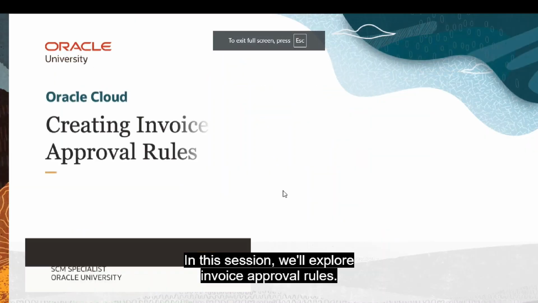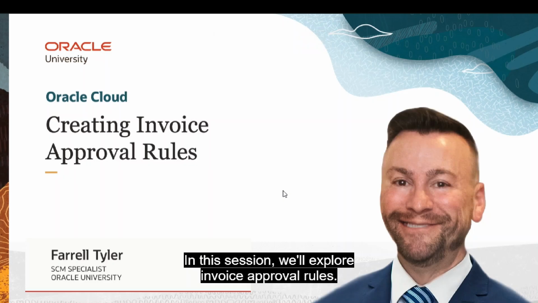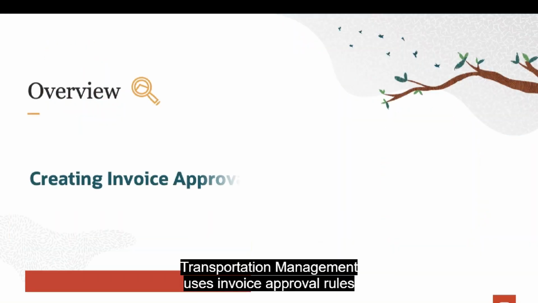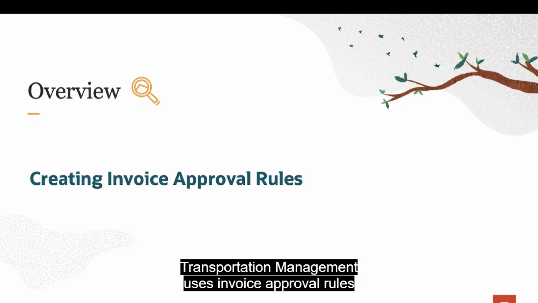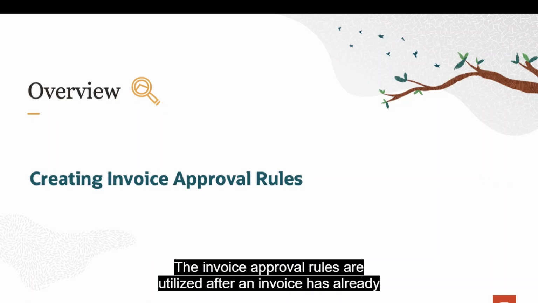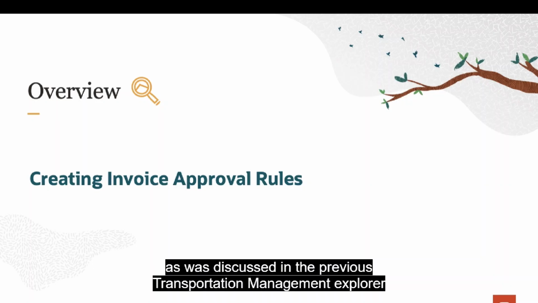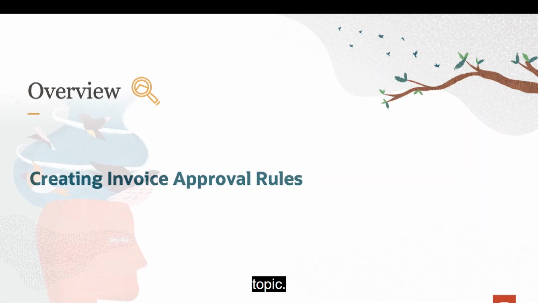In this session, we'll explore invoice approval rules. Transportation management uses invoice approval rules to determine which threshold definitions must be satisfied before the invoice can be processed for payment. The invoice approval rules are utilized after an invoice has already passed the invoice matching rule criteria, as was discussed in the previous Transportation Management Explorer topic.